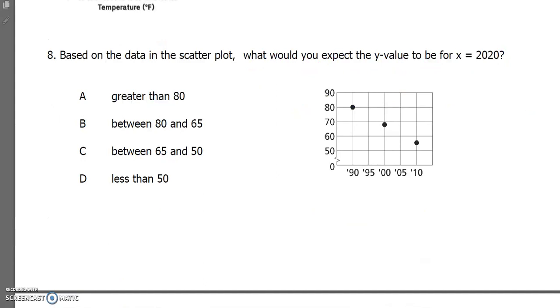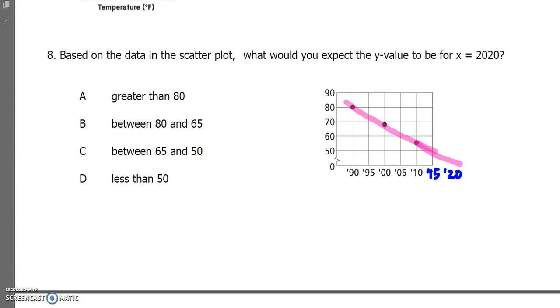Number 8 says, based on the data in the scatter plot, what would you expect the y value to be for x equals 2020? So these are my x values. These are the years. This is 1990, 1995, 2000, 2005, 2010. So then we would have 2015, and then we would have 2020 down here. Okay, so if you just look at the direction that my points are going, you can see it's going down, right? It's a negative correlation, so I'm going to keep going down probably.